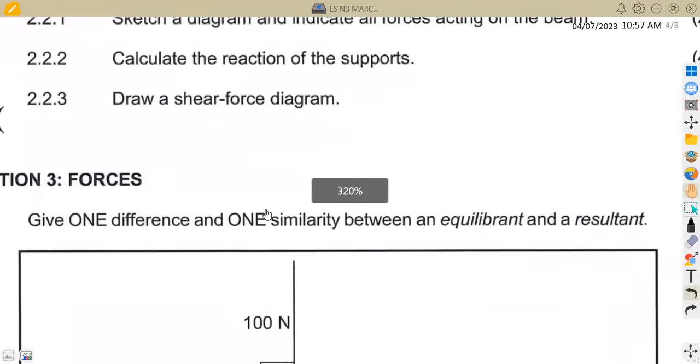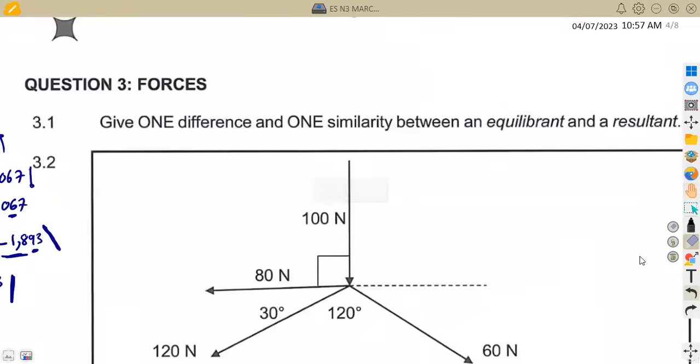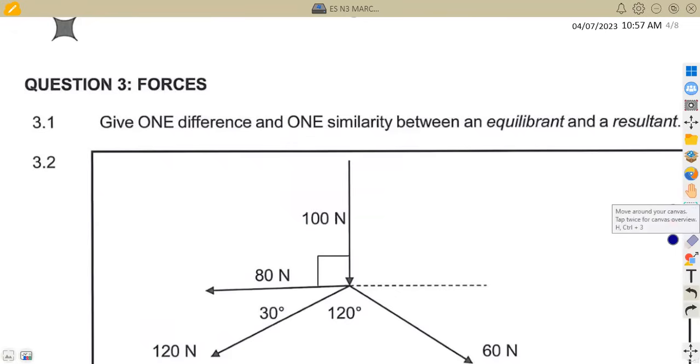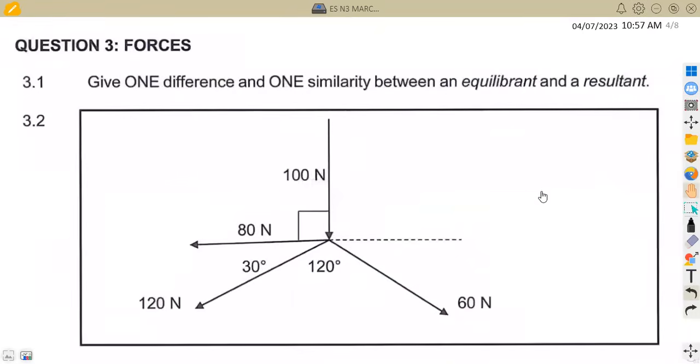Okay, let's check what we have on question 3, which is on forces. Let's just remove some of the other things here. We are given the first part of the question to give one difference and one similarity between an equilibrium and a resultant. What is it that is similar, and what is it that is different?